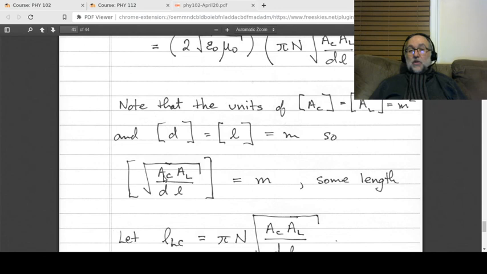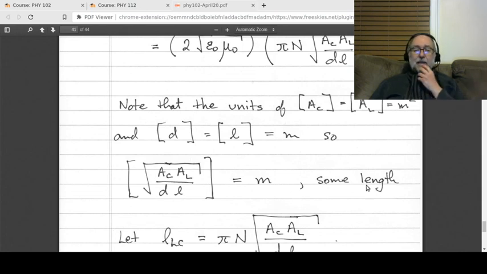Well, that one's going to be meters squared, that's meters squared, and that's meters, and that's meters. So on top, you're going to have meters squared times meters squared. You get meters to the 4, and on the bottom you have meters squared. So meters to the 4th divided by meters squared, that's meters squared. But then you take the square root of that, and it just turns out to be meters. So whatever this thing is, it's just some length.